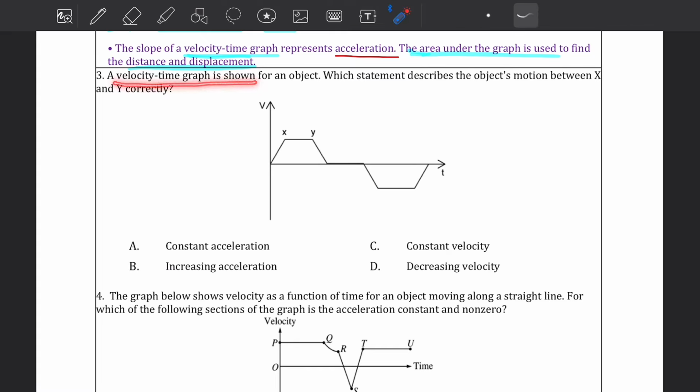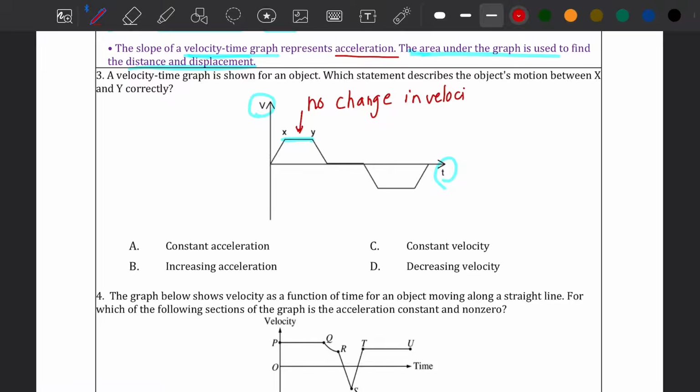A velocity time graph is shown for an object. Which statement describes the object's motion between x and y correctly? Between x and y. So first thing you should note is what kind of graph you have got. It's a velocity time graph. So the graph directly gives you information about the velocity. So if you look at x and y, we can see that there is no change. It's a straight line, horizontal line, so no change in velocity. That means it's showing us constant velocity. So our option here is C.